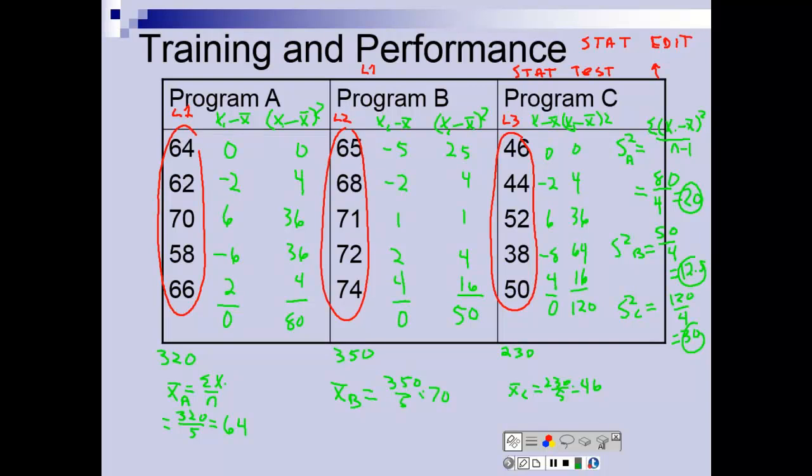L1, comma, L2, comma, L3. Remember the L1 is just second one, and the comma is about the third or fourth row down, sort of in the middle of your calculator. No, I guess it's on the second column, fifth row.